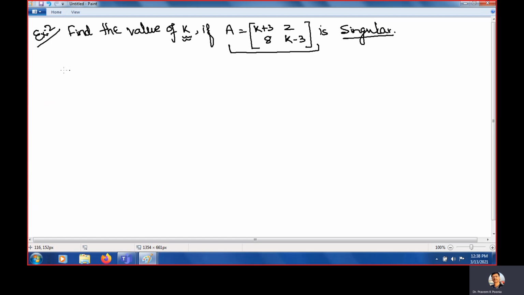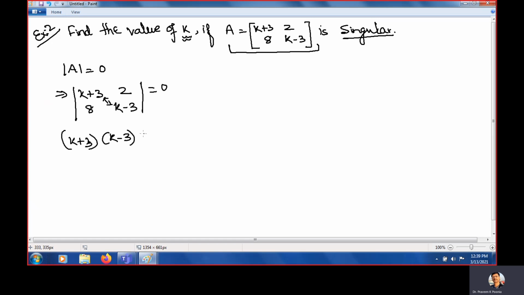When the matrix is singular, very simple thing. In the previous example we learned matrix is singular means determinant of A is equal to 0. And if this is equal to 0, what does this mean? This means the determinant k plus 3, 2, 8, k minus 3 is equal to 0. Now you need to open the determinant, multiply this and this. So it is k plus 3 times k minus 3, minus 8 into 2, is equal to 0.